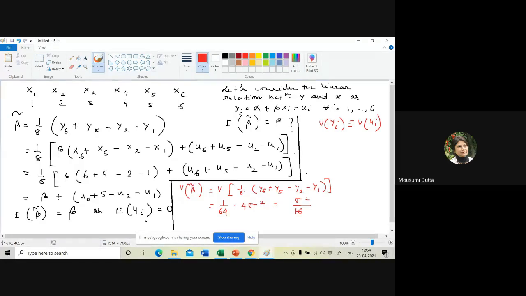Okay, so we got the variance of the alternative estimator, sigma square by 16. So up to this we could complete. If anyone has any question, please ask me. Otherwise, we have to go for the other part. We need to calculate variance of beta hat OLS, and compare variance of beta hat OLS with variance of beta tilde. So is this part all right to everyone? Yes, ma'am. In that case, you have to go for the other part.